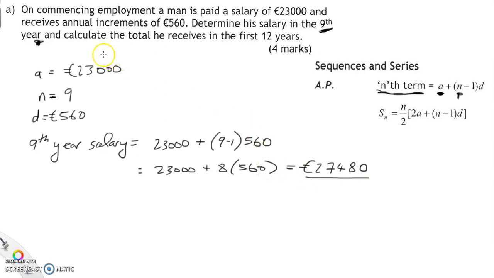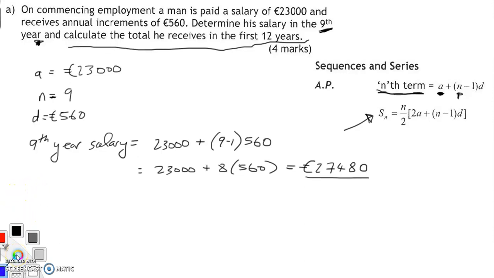The second part is to calculate the total he receives in the first 12 years. It's the sum total of the first 12 years. Sum, S, see that there? The little n is going to be 12. I'll do the second part of this question in blue. For the second part, n equals 12, and everything else stays the same, except we're using this formula here.